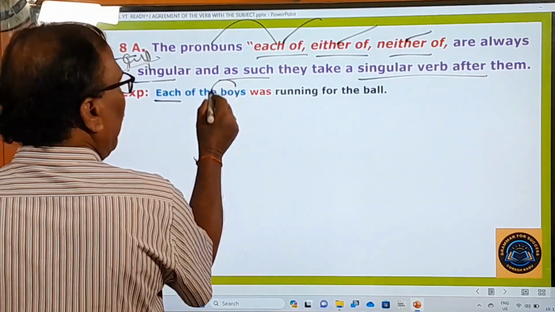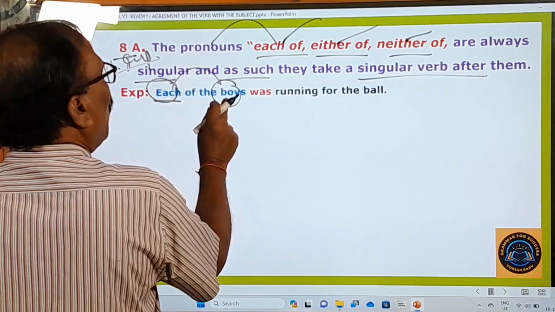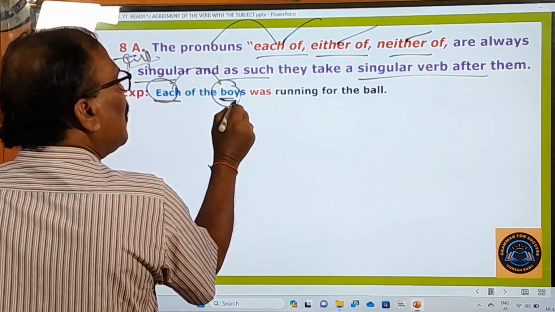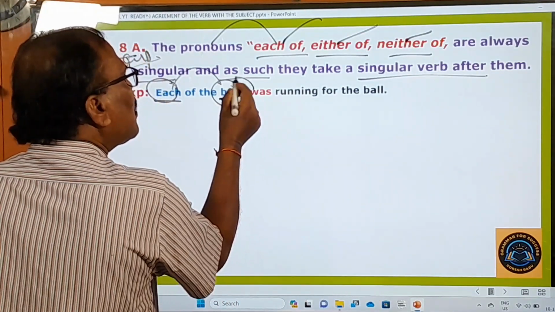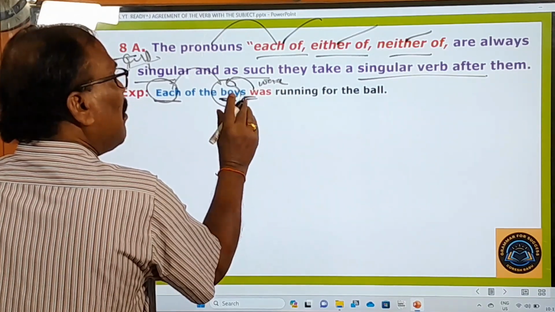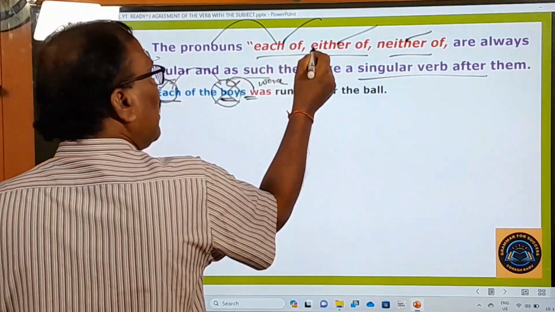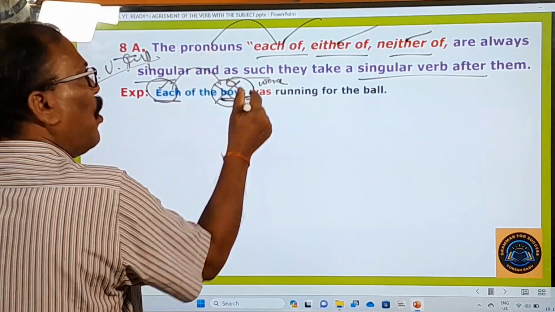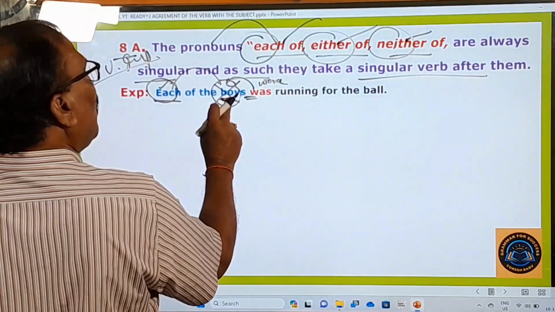Each of the boys, okay, so there are many boys, but you are taking only one out of them. Each of the boys, and here boys is not the subject. Most of the students will get confused on seeing this plural noun immediately before the helping verb, and they think boys is there, it's a plural one, therefore they try to say were. But remember, this is not the subject, only this is the subject. Each is a singular subject, either is a singular subject, neither is a singular subject, and you use the helping verb or main verb only according to each, either, neither. That's all, not according to the plural word used here.